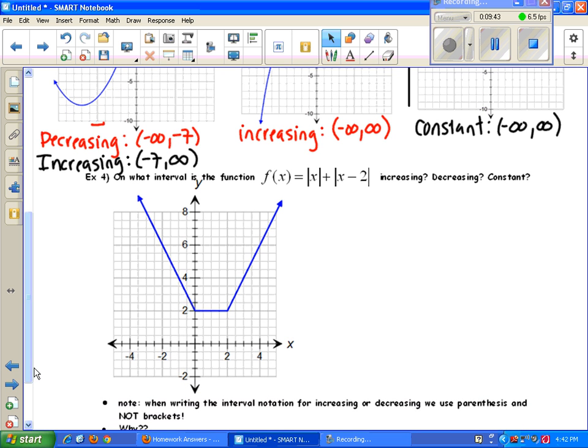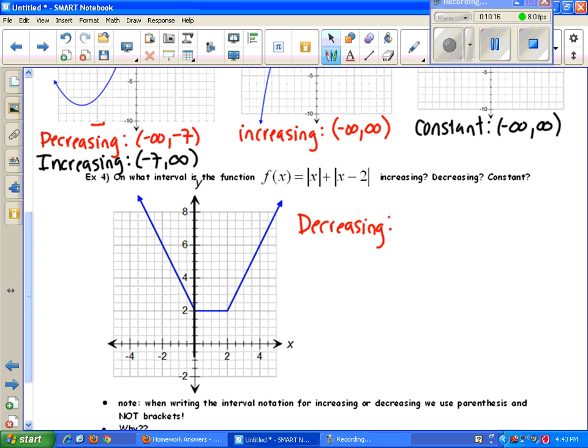So for example 4, it says on what interval is the function f of x equals the absolute value of x plus the absolute value of x minus 2, increasing, decreasing, or constant. So we're going to do the same thing that we did for the other example. I'm going to take my line here and go from left to right of my graph. As my x values are increasing, my y values, you'll notice, are starting to decrease until we get here. So I'm going to write, and yes, I have to write decreasing.